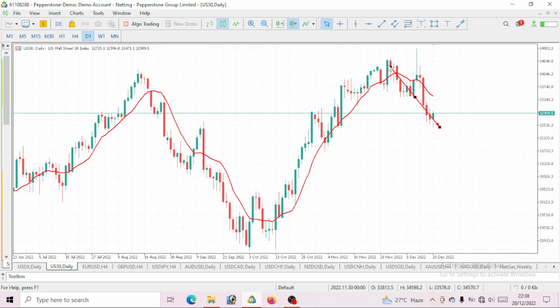We can take a look at this to be lower lows and lower highs. You can see that this price is trading below this 10 period moving average, so we would also want to sell. And if you take a look at Nasdaq 100, you see that we're also having a bearish move. Same thing with S&P 500. We're also having a bearish move.